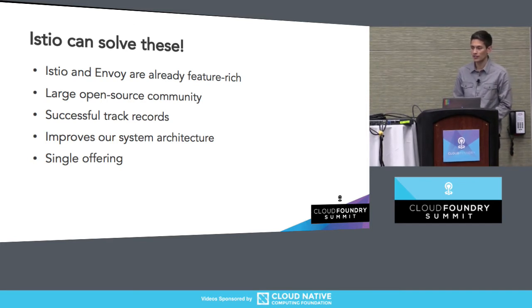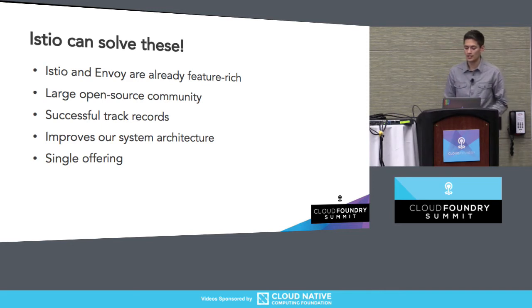Istio and Envoy are already very feature-rich. You can look at their docs, and it's just a laundry list of all the things that they support. And we have determined, just through some initial exploration, that the routing team within Cloud Foundry could enable features quicker if we focus on the integration of Istio and Envoy into the routing tier instead of trying to continue to evolve off of our existing products.